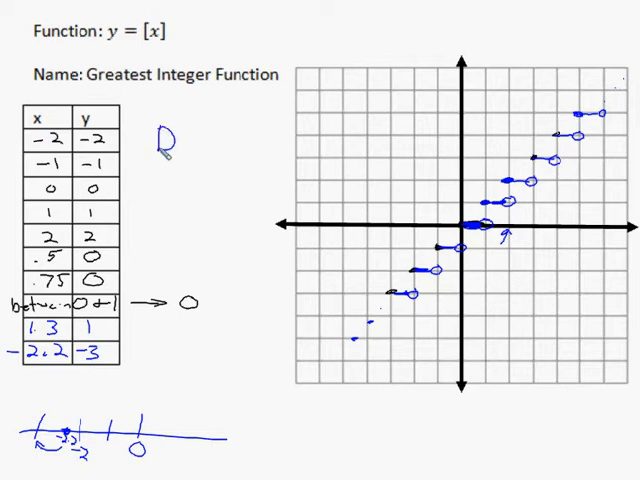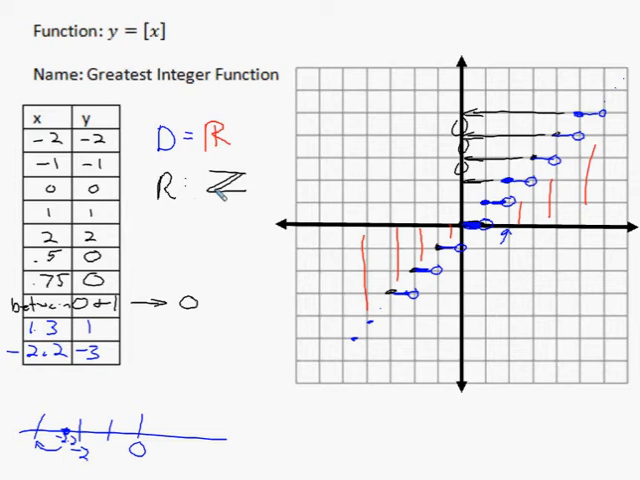Looking at domain and range, domain, if you collapsed everything on the x-axis, the whole x-axis would be covered, so this would be reals. Well, what if you collapsed everything on the y-axis? Well, only the integers would be covered here. Notice there's nothing in these gaps here, and so the range for this is the integers, and we remember we use a Z for integers.